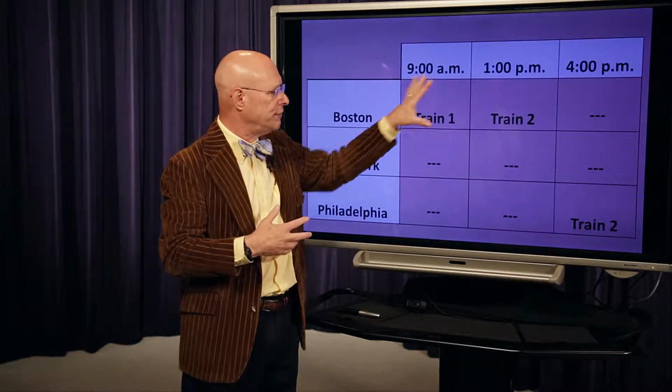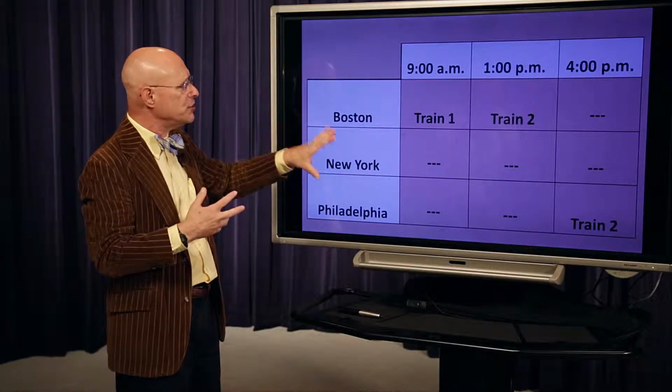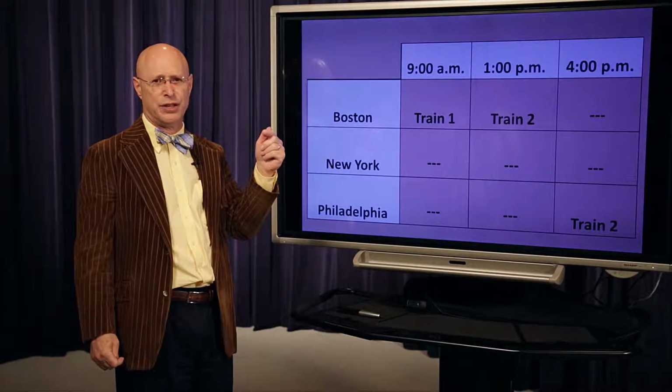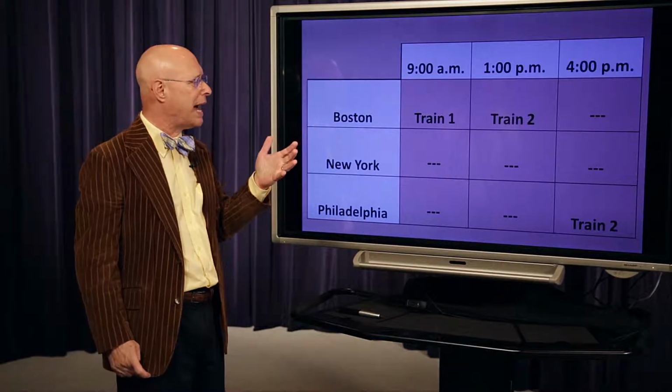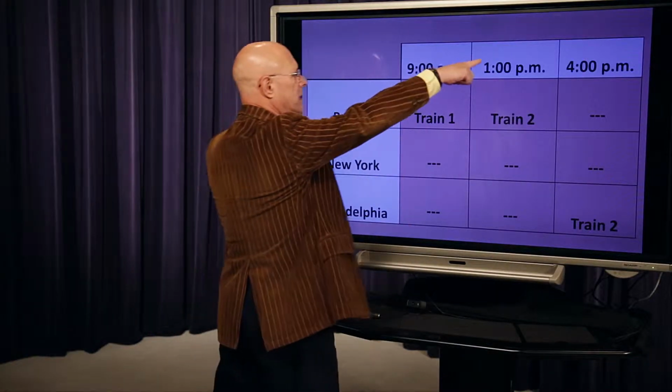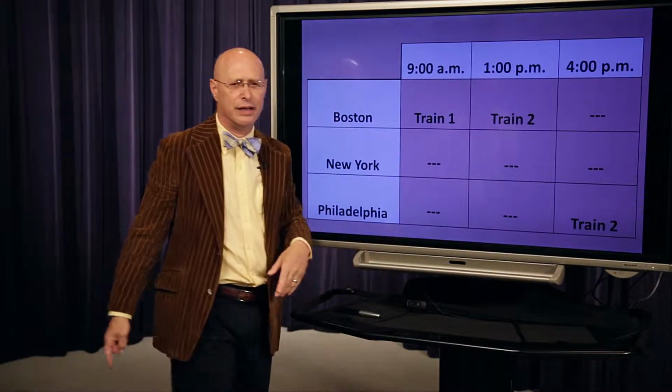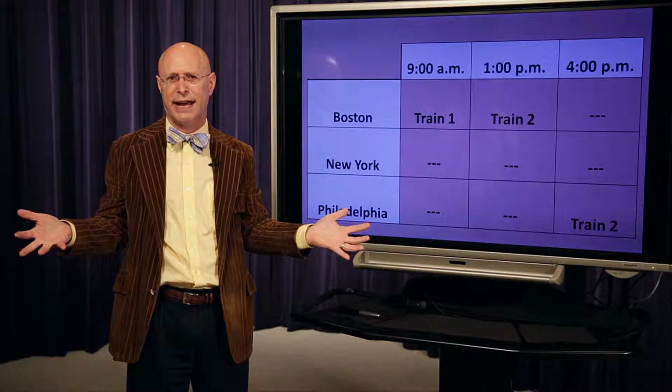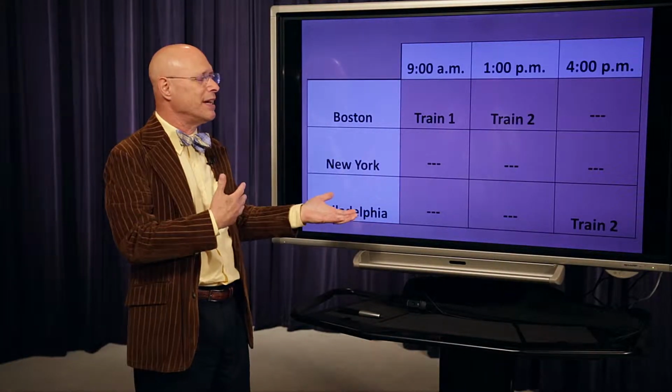If you took that information and made a table out of it this way, then the question that the reader would have to have in mind is, if it's 1 p.m. and I'm in Boston, what train am I on? Well, nobody's ever asked that question, and so that's a ridiculous way to organize this information.